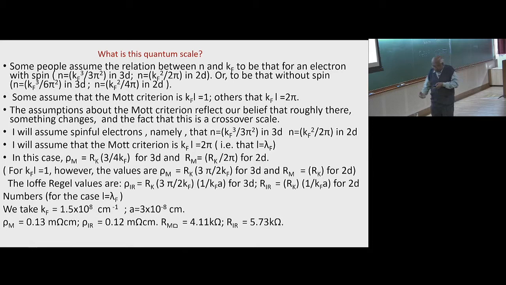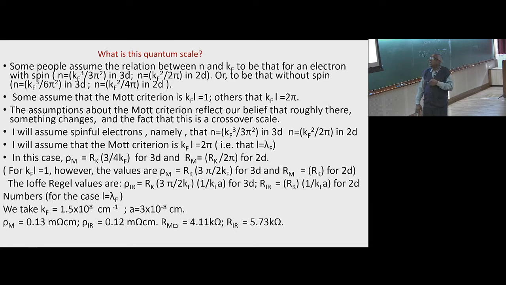There are many ways. When I began to look at it, I noticed that there are many ways in which people come to this quantum scale of resistance or resistivity. Some people assume that the relation between the density, for example, suppose you believe in the Drude formula, you have something called the density there, electron density, and something called the mean free path. Now, you want to make a connection between the density, which is measurable, and the Fermi wave vector, which you infer from it. Some people assume spinless electrons, some people assume spinful electrons.